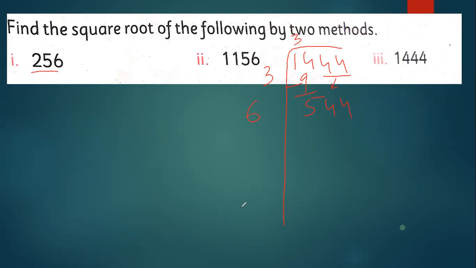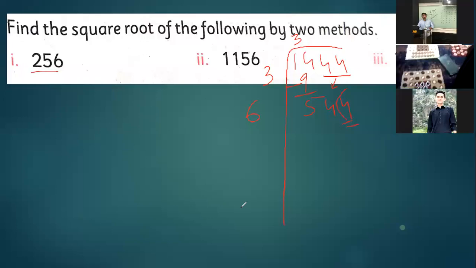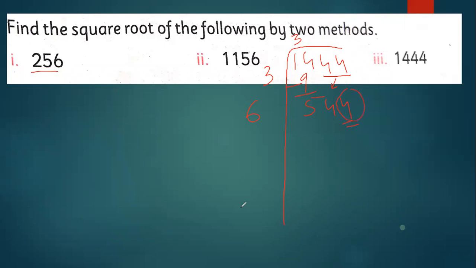6, sir. Now here we have 4. Take 7, sir. 7 7s are 49, but here there is no 9. So 7 7s are is not good.